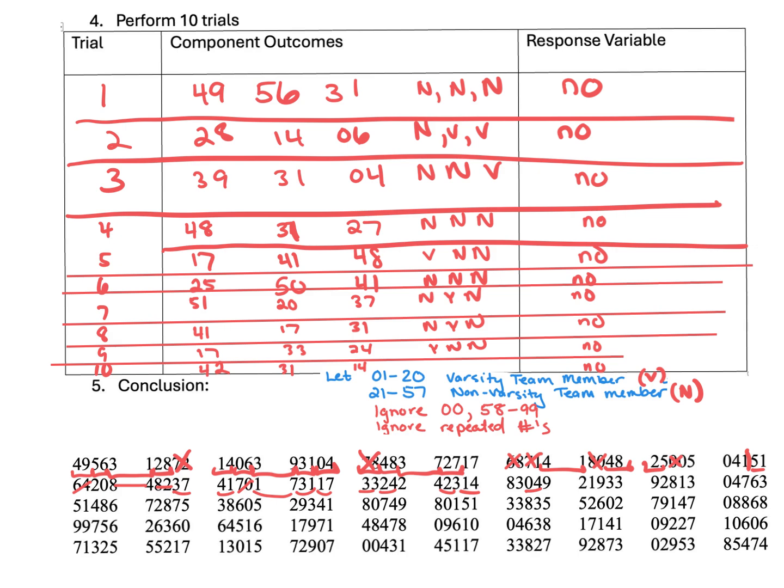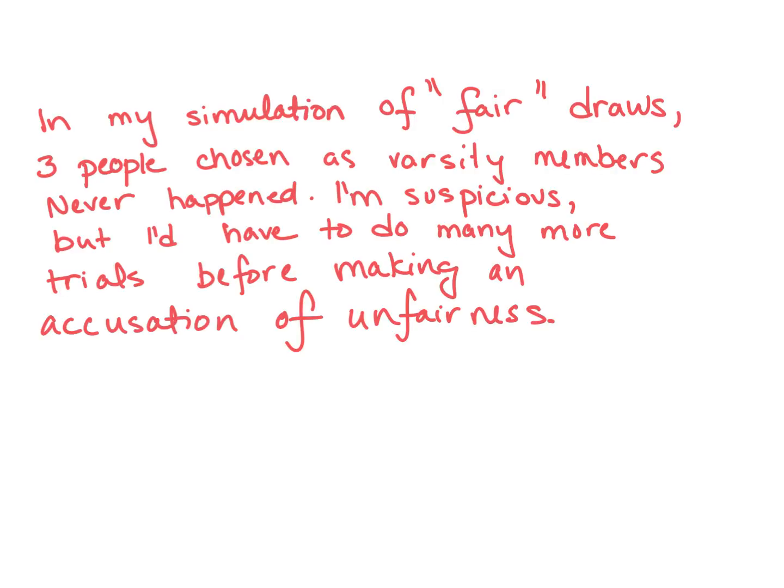So what's my conclusion here? So for my conclusion, in my simulation of fair draws, 3 people chosen as varsity members never happened. If I saw it happen one time, I'd say it happened 10% of the time. But I'm suspicious. But honestly, I'd have to do many more trials before making an accusation of unfairness. 10 trials is not a lot.